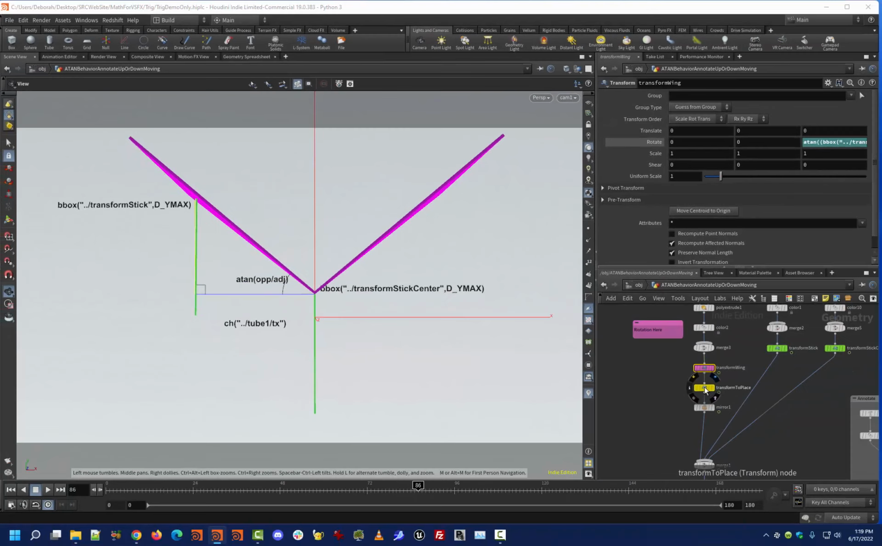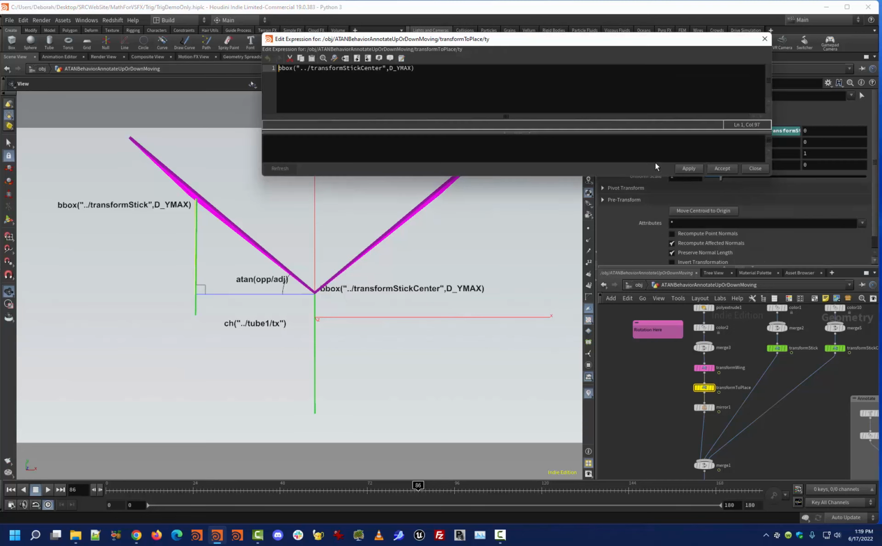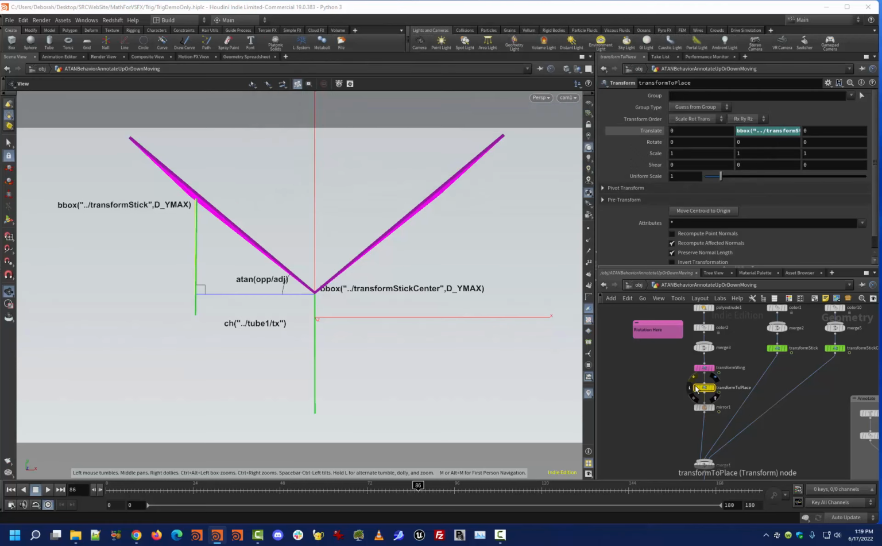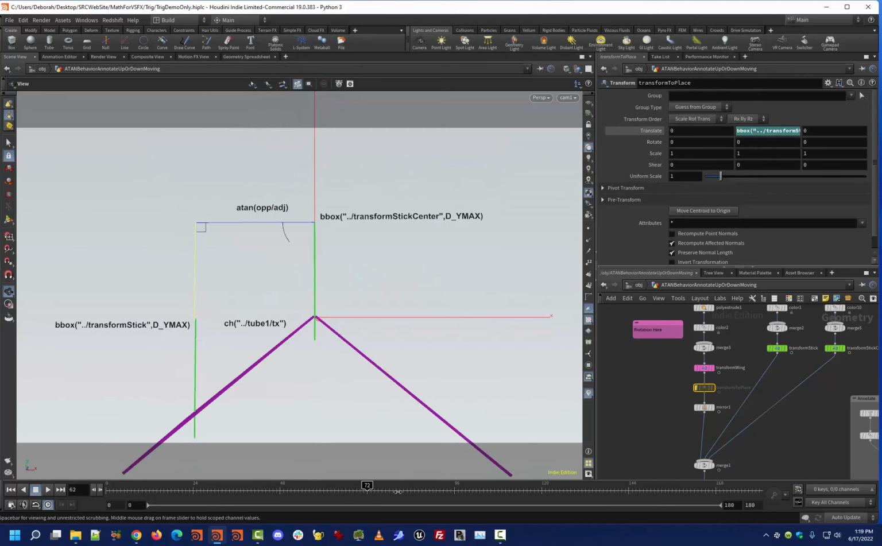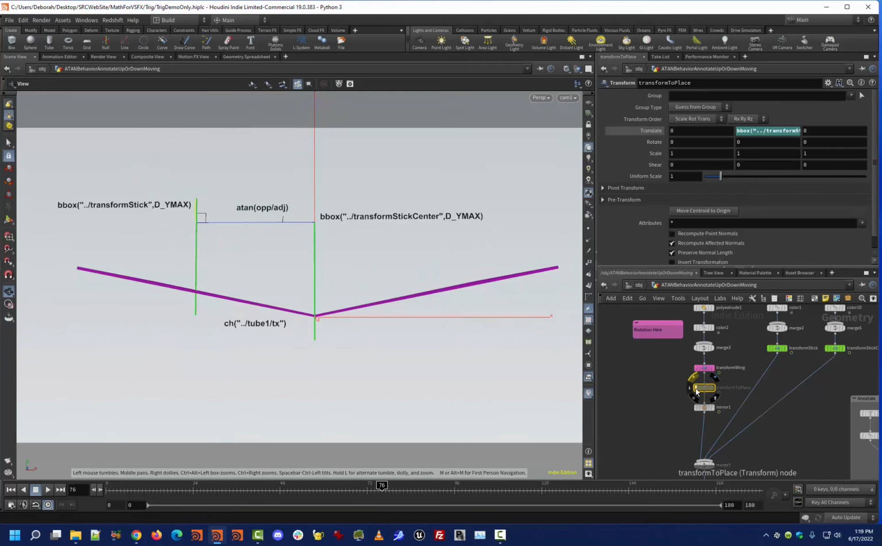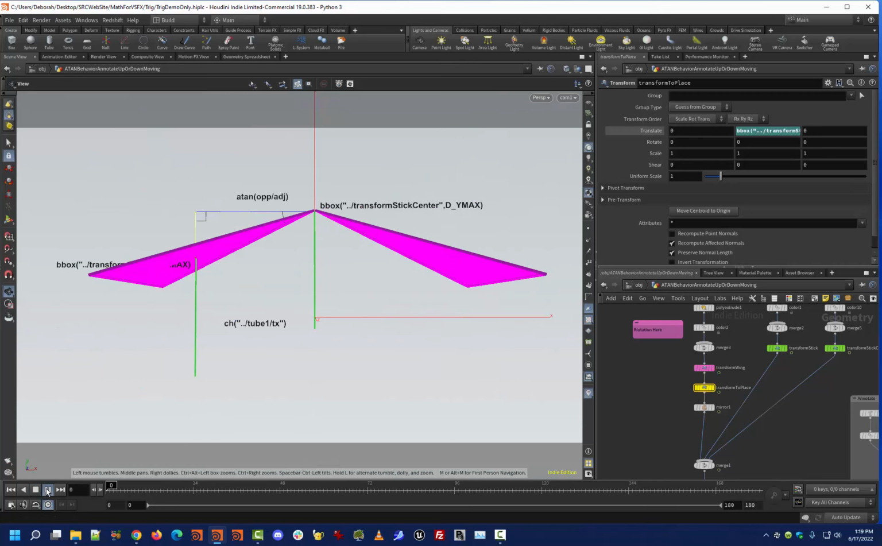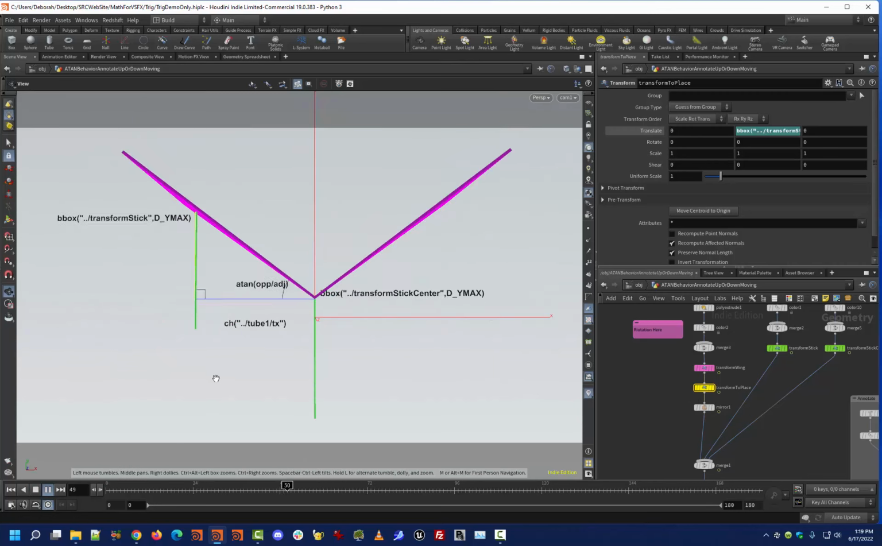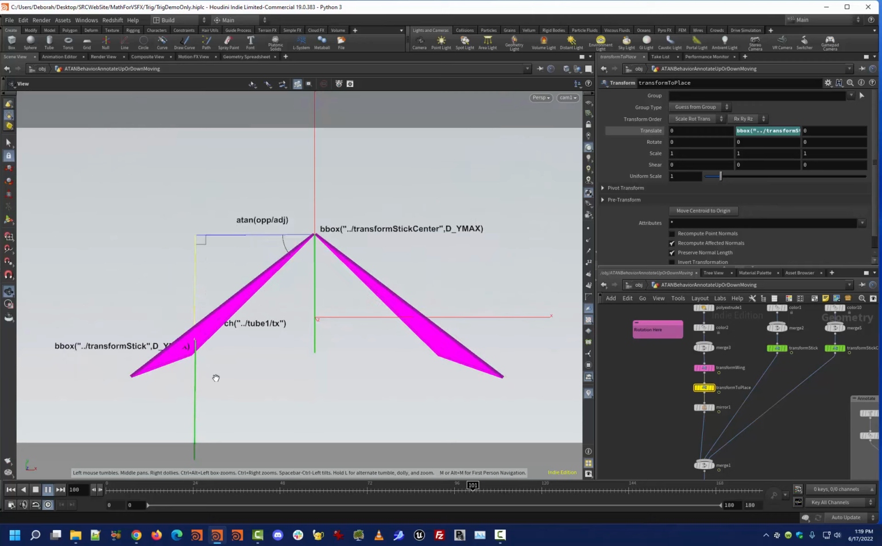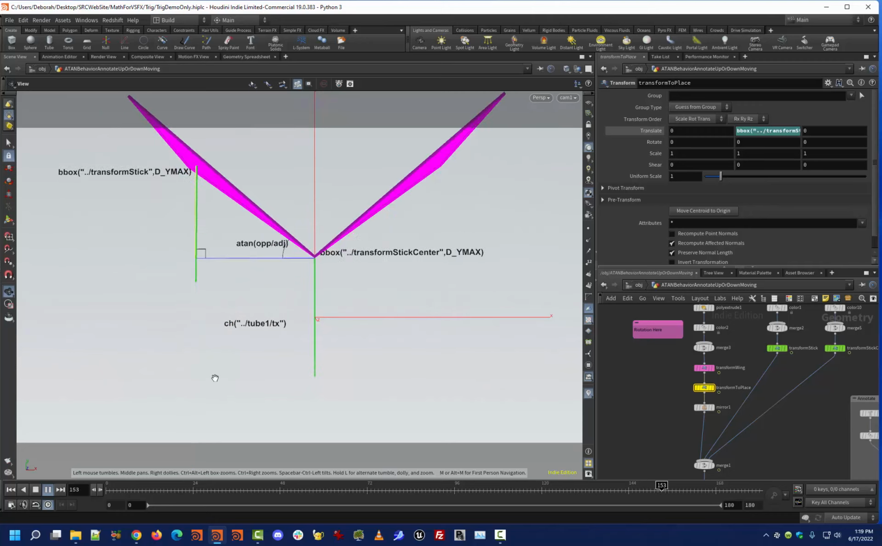What I'm doing over here is just simply transforming the wing, which is sitting at the origin normally, up to the center stick value. So in other words, this is calculating how much it rotates, this is calculating the position that it should be in. So we now have flapping wings. So that's a practical way of using arctan.